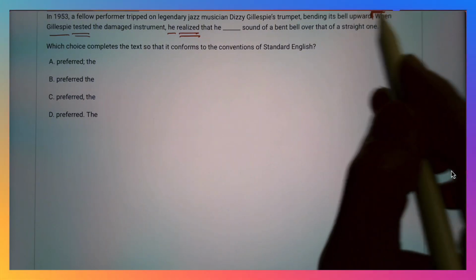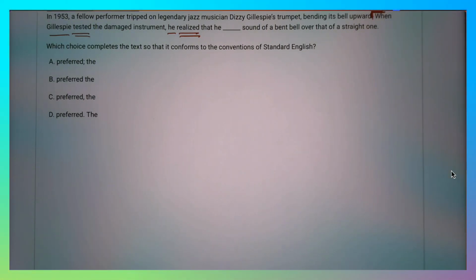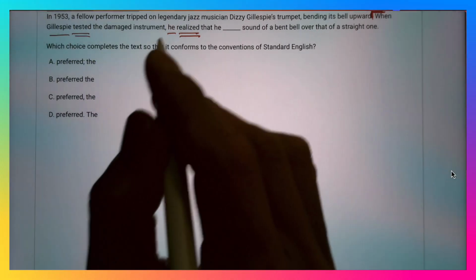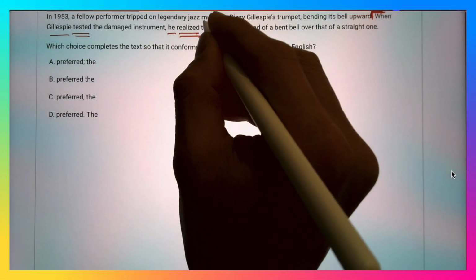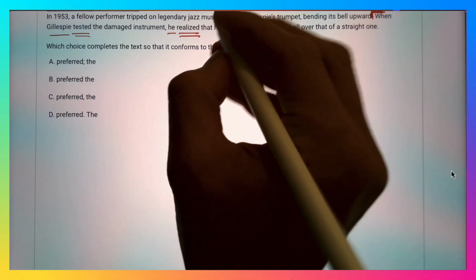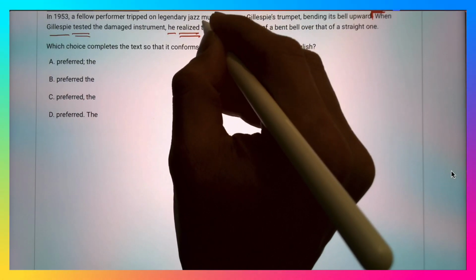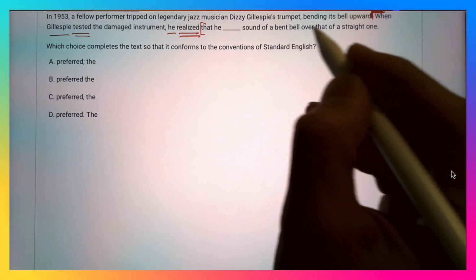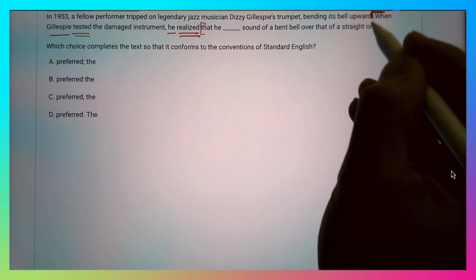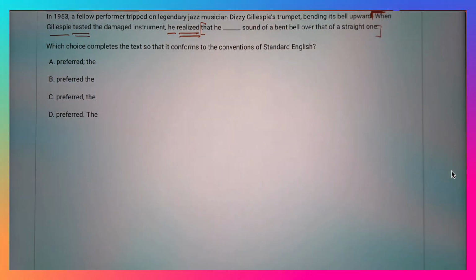So the presence of the word "when" marks the dependent clause, because if you say "when Gillespie tested a damaged instrument" and stop there, that's awkward. But "he realized something" is an independent clause. Then we have another dependent clause here. What did he realize? That he preferred the sound of.